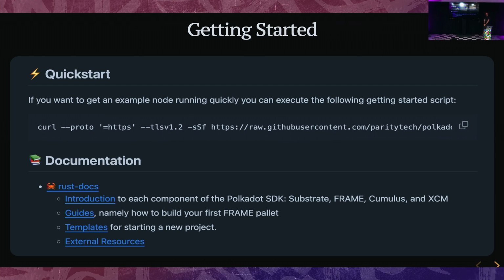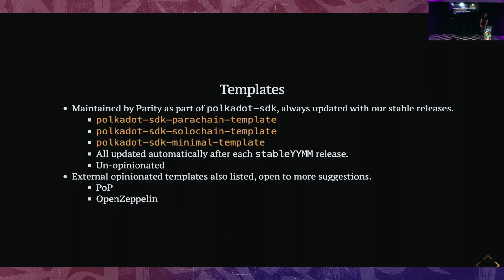Okay, something else I want to cover is that while transitioning from Substrate to Polkadot SDK, we have also revamped our getting started story a little bit. There's a section in the README with some information on that as well, which I wanted to highlight. But I want to go into further detail on two of the components here, mainly our Rust API docs and our templates.